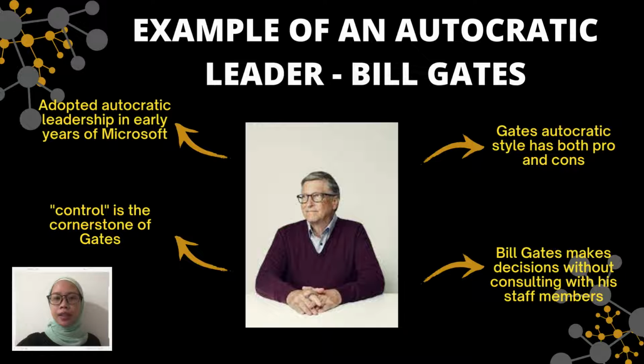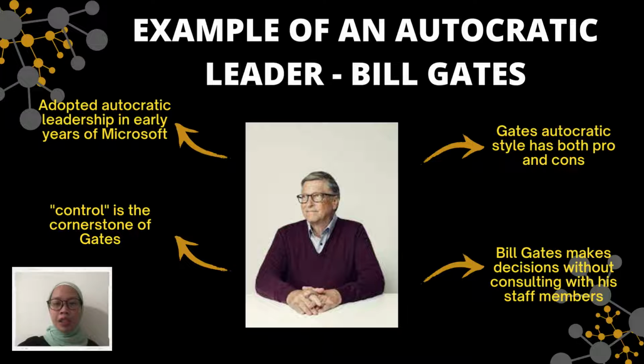Next, this is another example of someone who used autocratic leadership in their management, which is Bill Gates. In the early years of Microsoft, Bill Gates used an autocratic leadership style to ensure that the business expanded at the rate of his inventions. This kind of boss makes most of the organization's decisions without consulting workers. Control is essential to his character and management style as an autocratic leader.